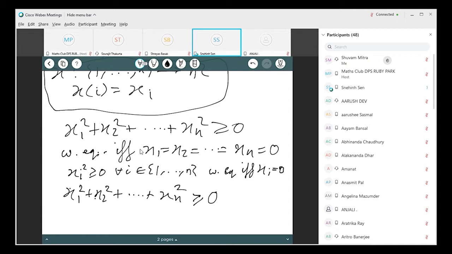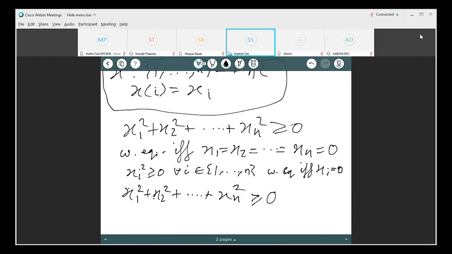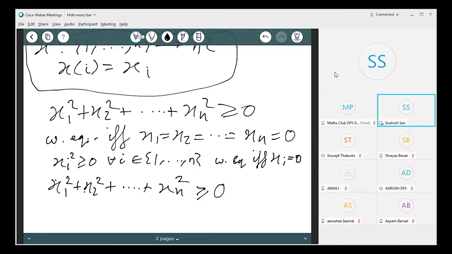So any idea on how we can prove this? If x1 equals x2 equals dot dot dot equals xn equals 0, then the equality holds. But in no other case, I claim, will the equality hold. For one variable, it's easy. But what about n variables? Any ideas? Add up the inequalities. Yeah, you can prove this. Like I said, the inequality will hold, it's obvious. But what about the equality?